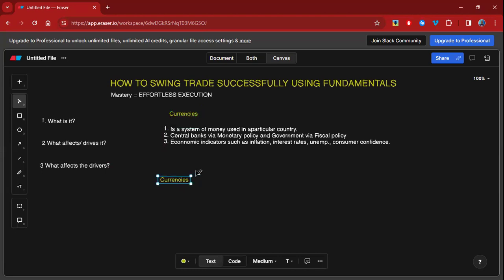The second component is indices, or equities. Yeah, indices, let's just use indices, right? By indices or equities, I mean anything like in the US, we have the NASDAQ, the Dow Jones, the S&P 500, and also the US 2000. Sorry, not 200, 2000.